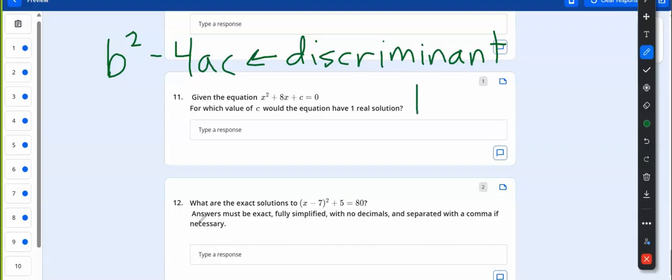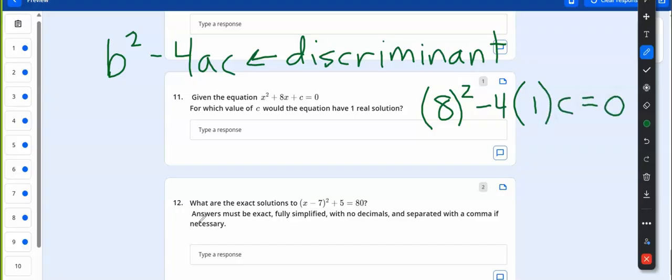Now b squared here is 8 squared, minus 4 times 1 times c. We want that discriminant to equal 0. If the discriminant equals 0, then we have one real solution. Does any of this sound familiar? So we need to solve this equation. Can you tell me how to solve it?